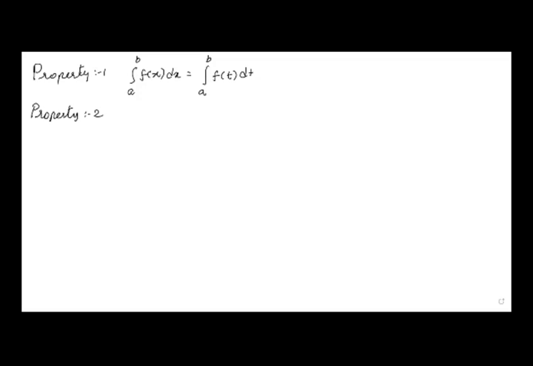Property 2: integration a to b f of x dx can also be written as minus integration b to a f of x dx. Means you can change the upper limit and lower limit here. You can interchange them. You have to take minus outside the integration.